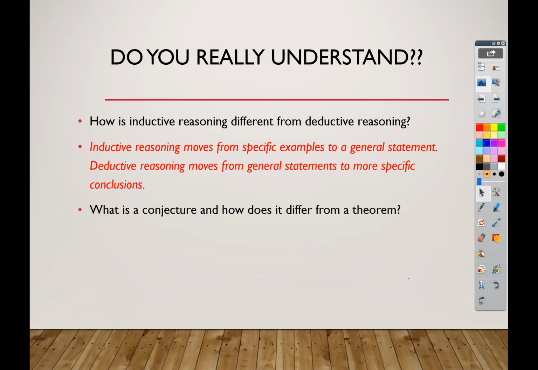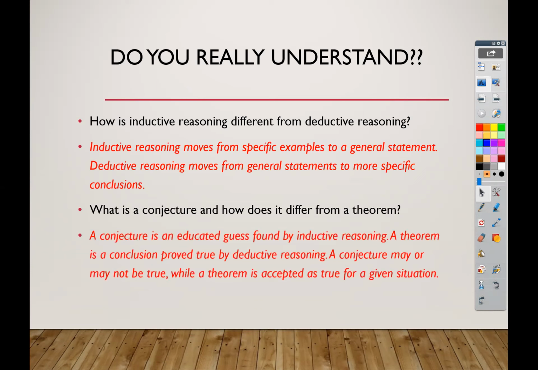What is a conjecture and how does it differ from a theorem? A conjecture is an educated guess found by inductive reasoning. A theorem is a conclusion proved true by deductive reasoning. A conjecture may or may not be true, while a theorem is accepted as true for a given situation. And I hope that helps you understand inductive and deductive reasoning.